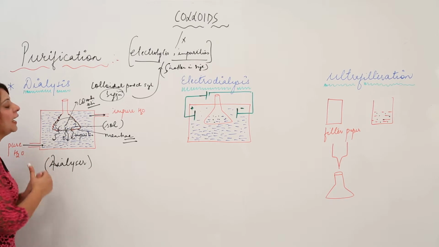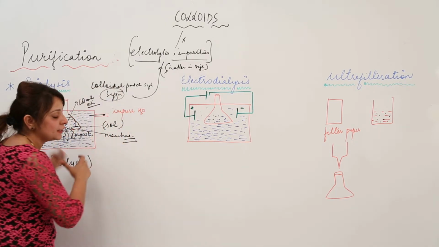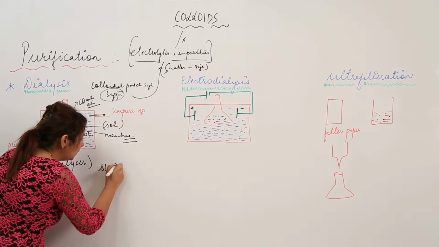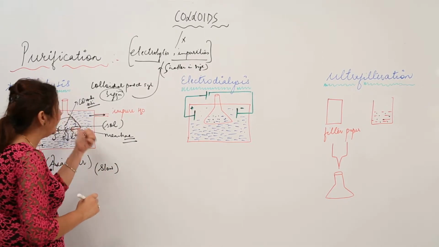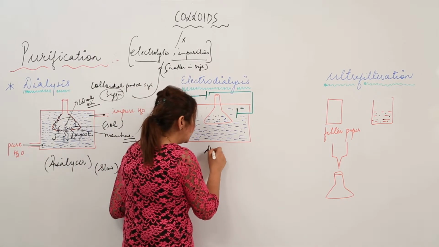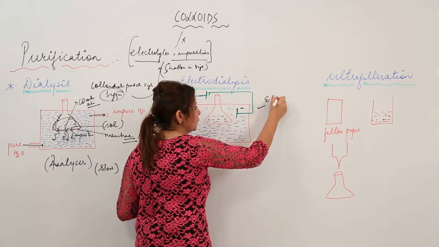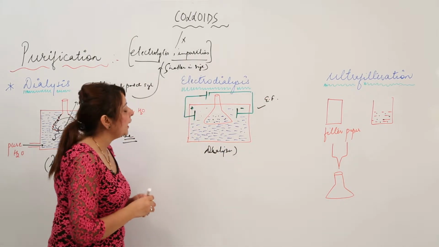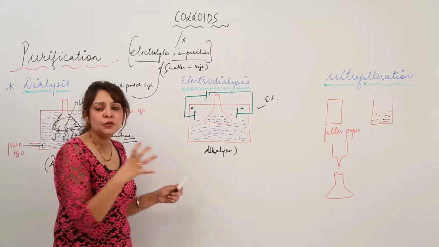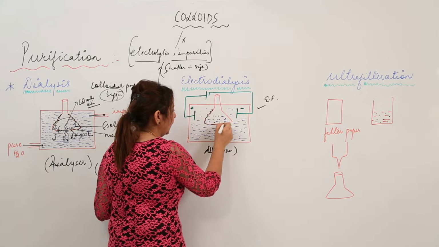So, this is dialysis. Now, dialysis is somewhat a slow process. If we want to speed up dialysis, we use the same apparatus, the same dialyzer, and we just apply an electric field. What happens when you apply the electric field? The same procedure is taking place, that is, as I told you, there is a membrane, right?